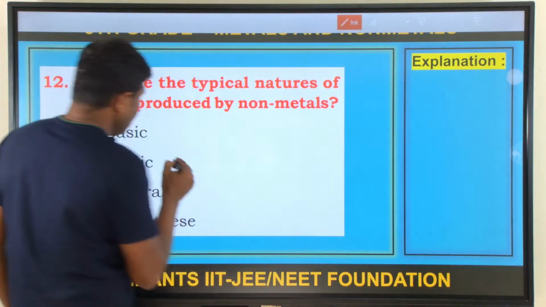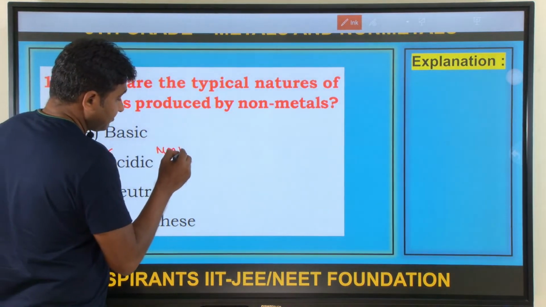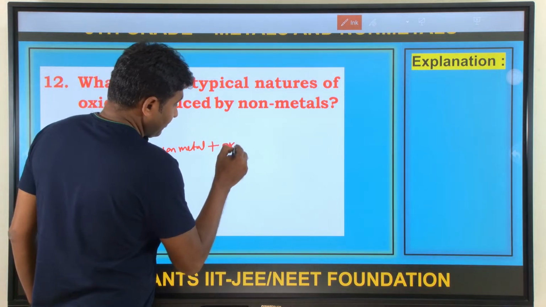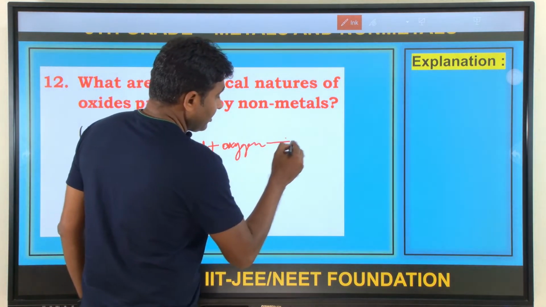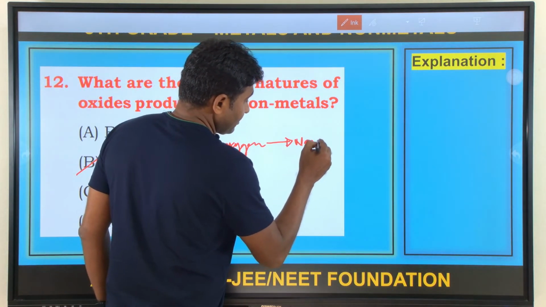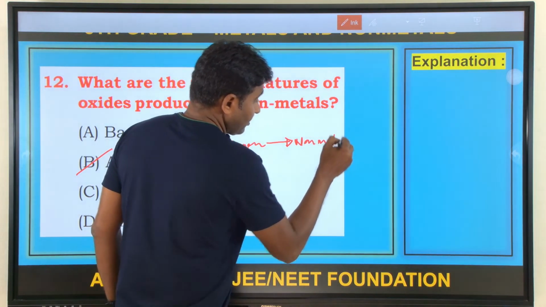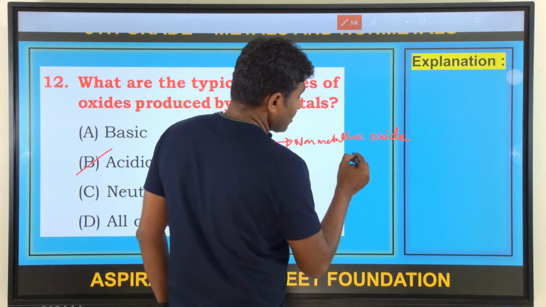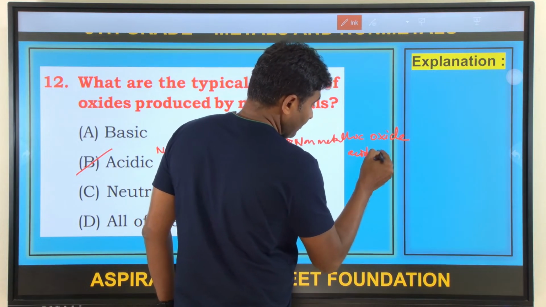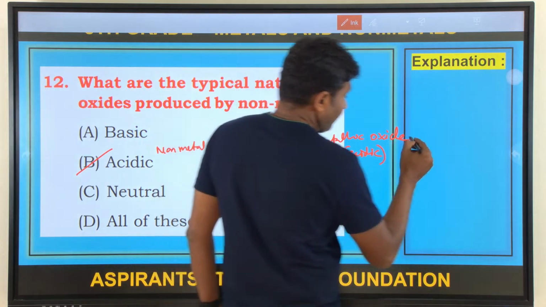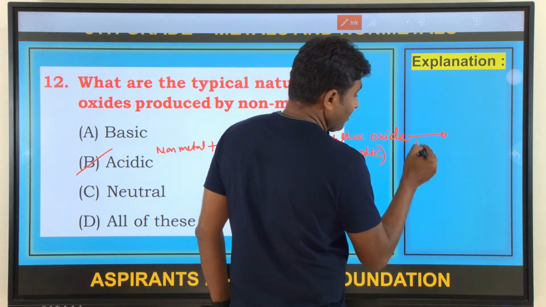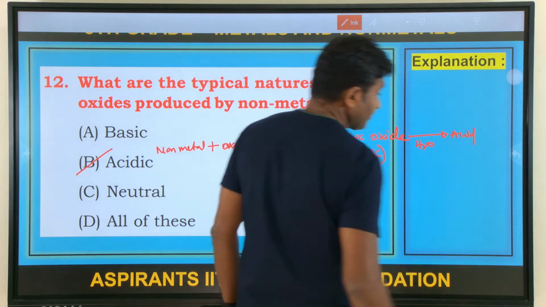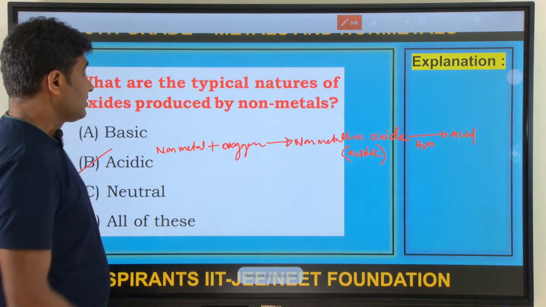I will write that. When a non-metal reacts with oxygen, it gives rise to a non-metallic oxide. These non-metallic oxides are acidic in nature. When they dissolve in water, they give rise to acids.